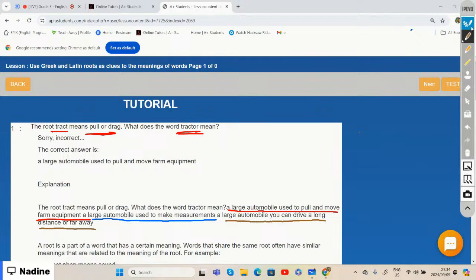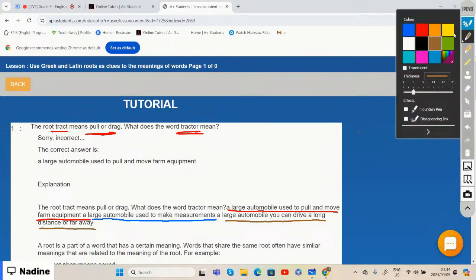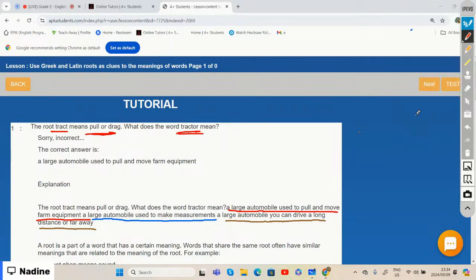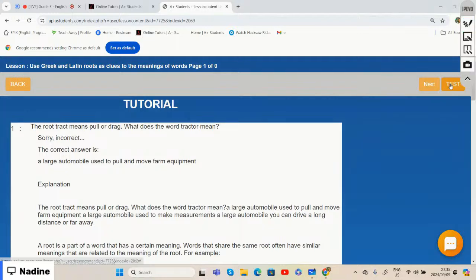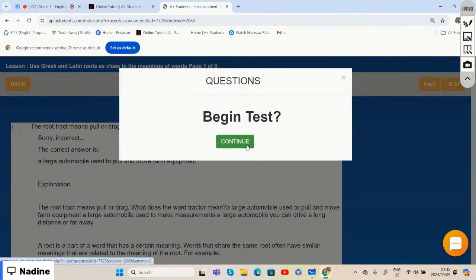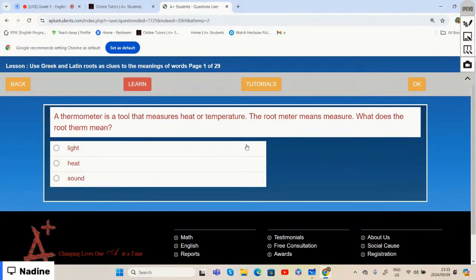And if we were to find the meaning of the word tractor, because tractor means to pull or to drag, then we can say it is a large automobile used to pull and to move farm equipment, right? That is a tractor. All right, so now we're going to our test where we are going to use Greek and Latin roots as clues to the meaning of words.